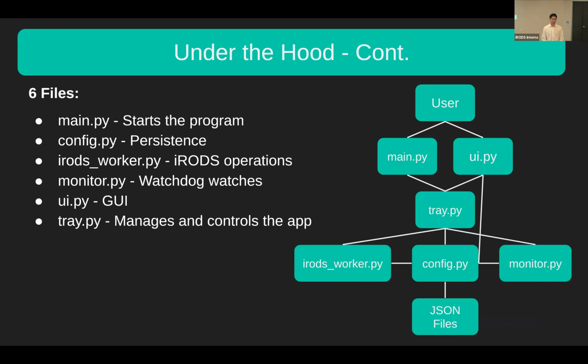More under the hood stuff, this app is made up of 6 Python files. There's the main.py, which starts the program itself, and config.py, which handles persistence, so storing things into our JSON files and making sure that what gets loaded in and out are correct and don't end up breaking the app. There's the irods_worker.py, which handles the iRODS operations, so things such as putting the files in, the session handling, as well as creating new collections within iRODS. There's the monitor.py, which handles all the watchdog watches and all the instances. There's the ui.py, which handles the GUI. And then finally, there's the tray.py, which manages and controls the app itself.